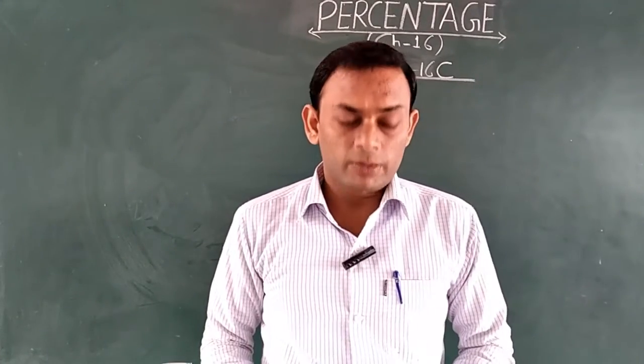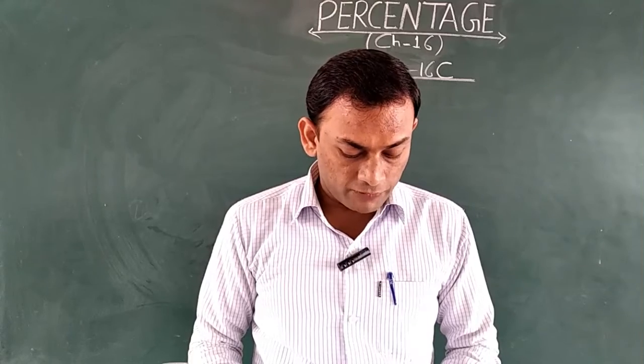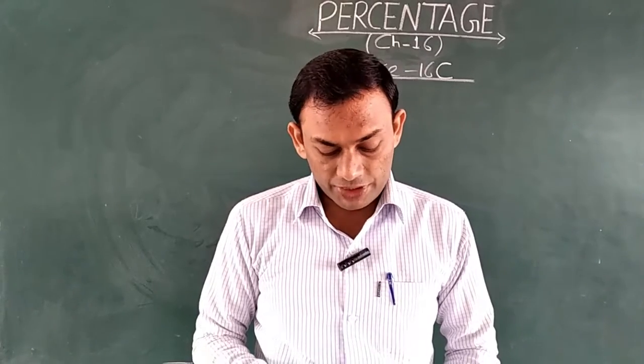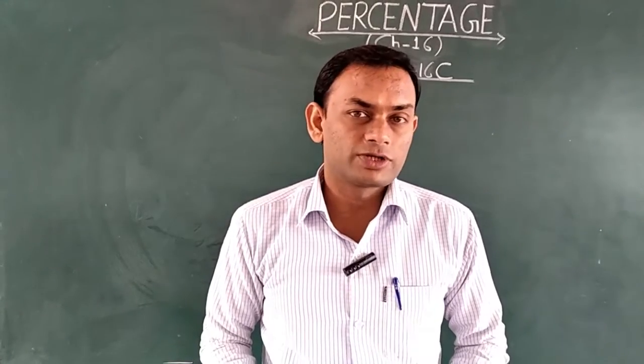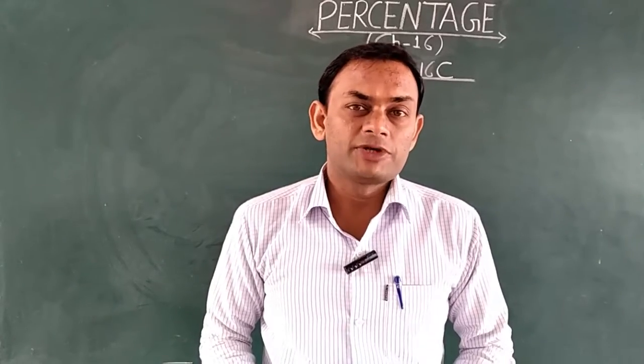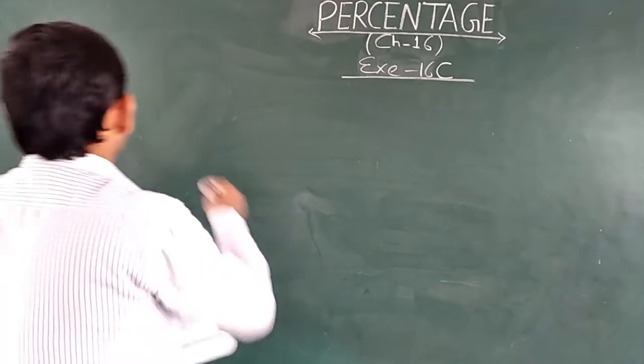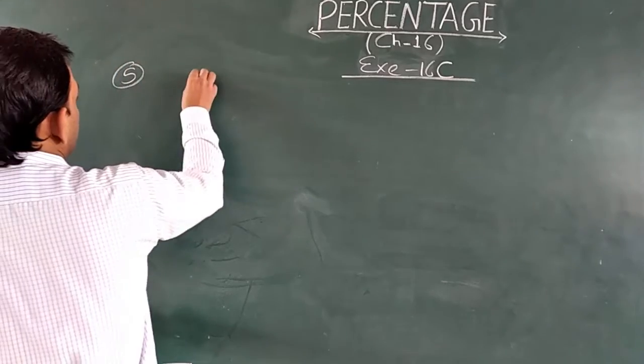Now the question number 5 I am going to tell you. The population of a village decreased by 12% and the original population is 25,000. What will be the population after the decrease? So this is the question number 5.